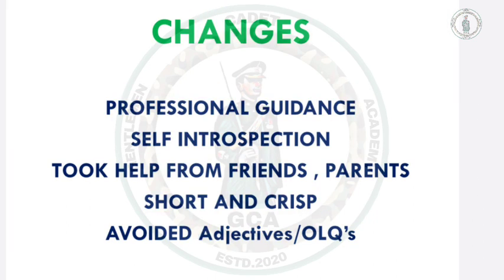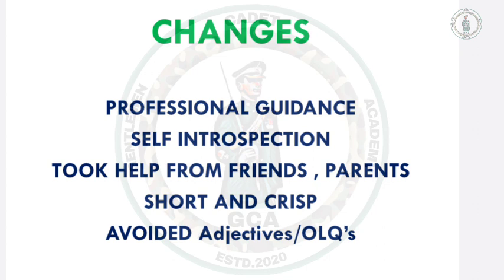Now let us discuss the changes that I made after I became serious about the SSB preparation. The very first thing is I took professional guidance. I have mentioned this again and again in my previous videos also, that for the psych test you need professional guidance. You need a mentor who can guide you and rectify your mistakes. Then the second most important thing that I did is self-introspection, by taking help of my friends, my parents and my employer. I can say this was a great help because this time my SD was my own. Previously I was looking for SDs of other candidates from various sources. Then my SD became short as well as crisp.